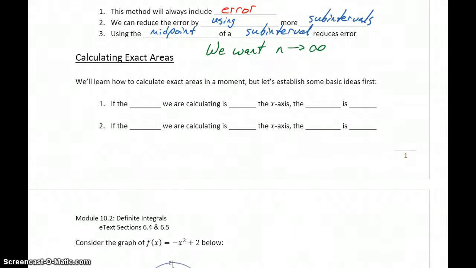So if the area that we're trying to calculate, which again is that area bounded between our curve and the x-axis, is above the x-axis, then that area is positive. If the area we are calculating is below the x-axis, then that area is going to be negative.